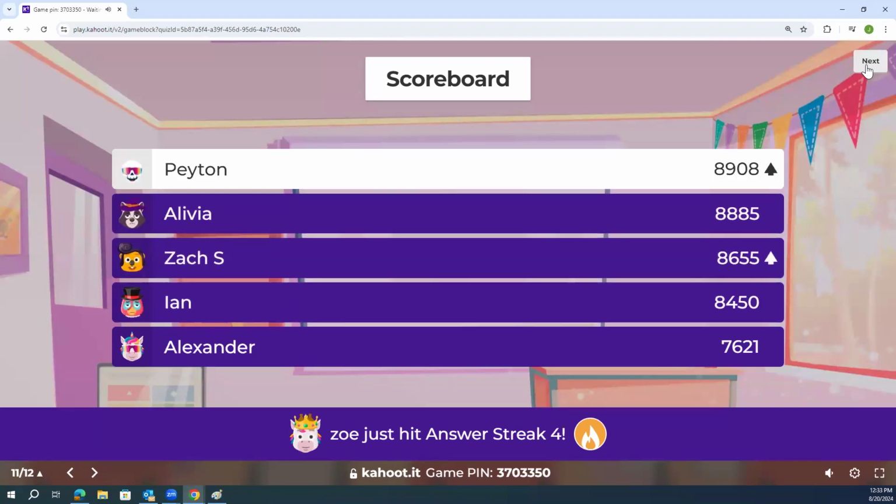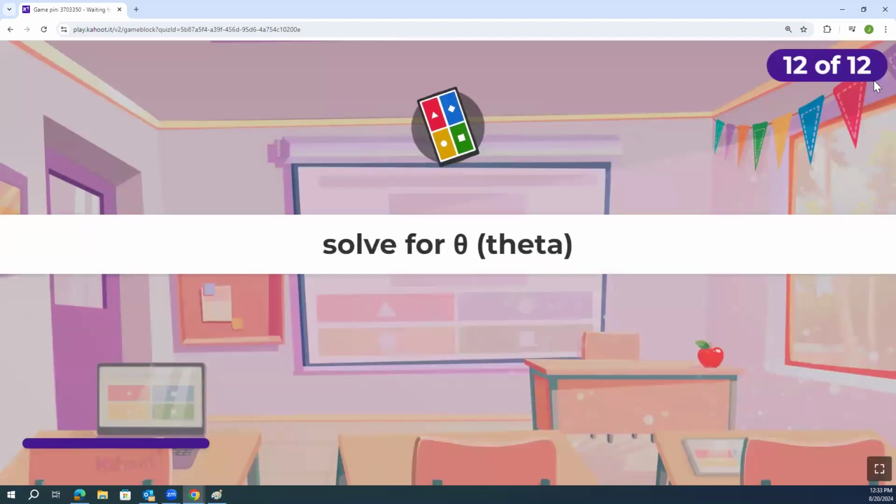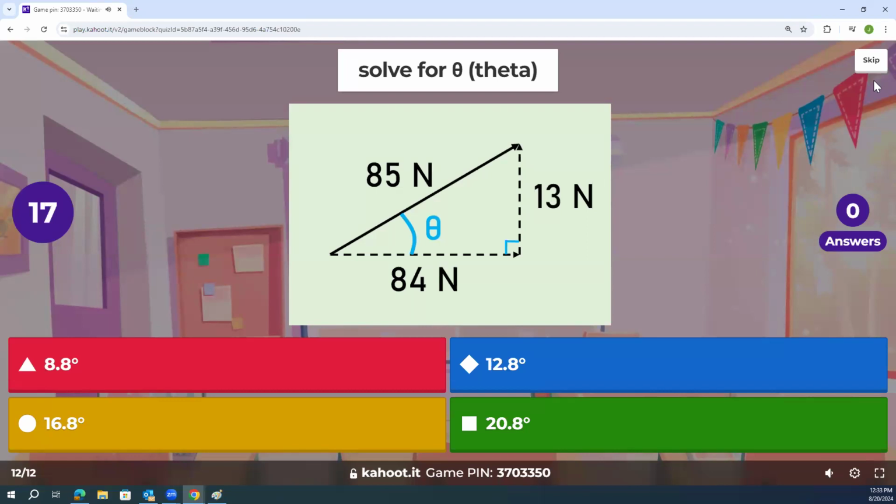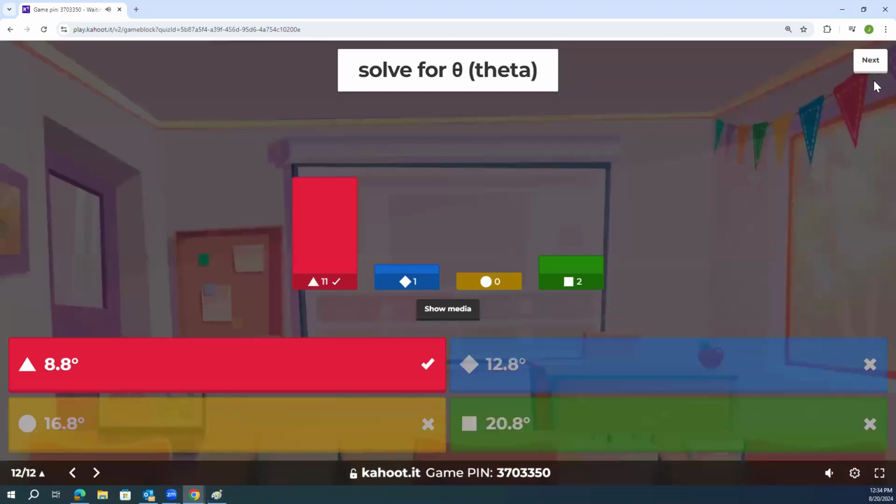All right. Peyton taking first place for the win. So you could do inverse tan 13 over 84. Let's do that. Inverse tan 13 over 84. All right. And of course, all those examples had units attached, like newtons, but just don't put the unit in the calculator, just the number. All right. So you guys good?